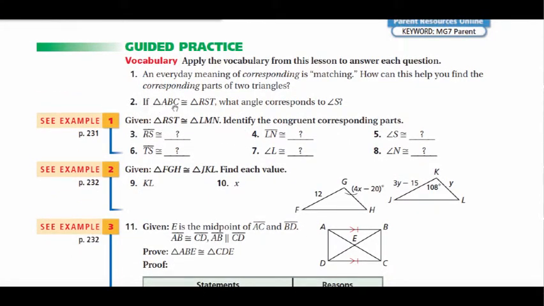If triangle ABC is congruent to triangle RST, what angle corresponds to angle S? Well, again, letter ordering in this lesson is absolutely important. So if these really are congruent to each other, then all you have to do is notice that S is the middle letter here. Correspond that or match that with the middle letter here. And so the angle that has to correspond to S is angle B.